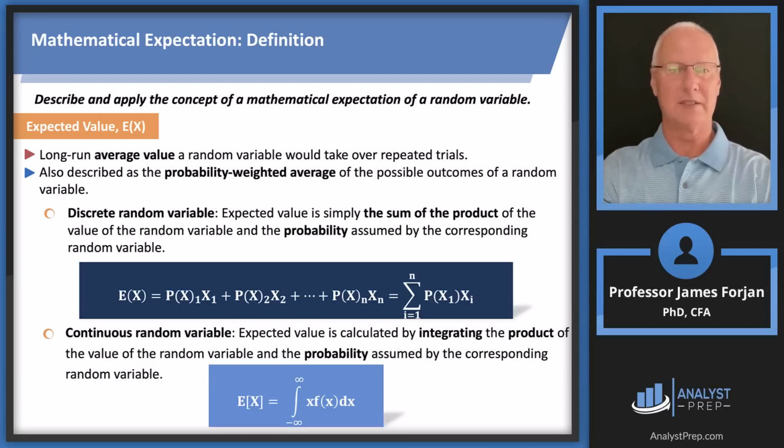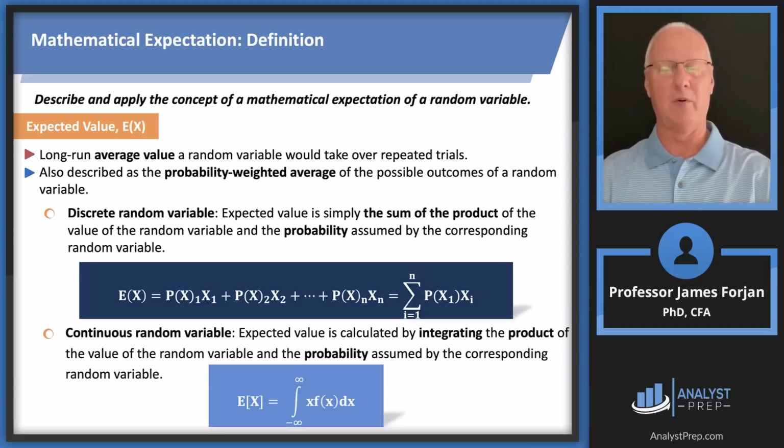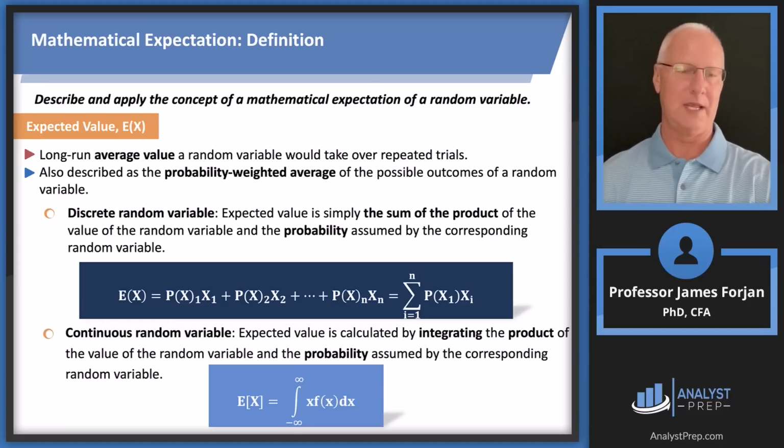So we have the dark blue box, that's for the discrete random variable. And so all we're going to do is take the probability times each one of those random variables, and we're going to add it. So look in the end, there's the summation sign. But for a continuous random variable, we need to integrate.